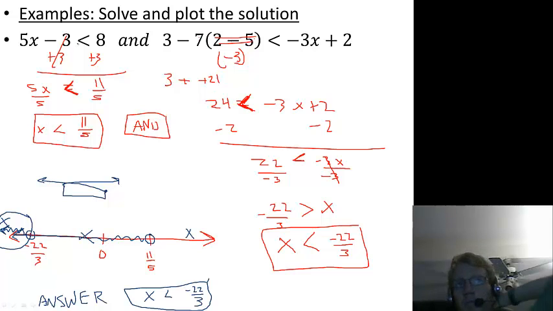And notice that this problem took quite a bit of work. We had to solve this inequality. We had to go over here and solve this inequality. We had to draw a graph. And then we had to logically think about where those two things are going to overlap.